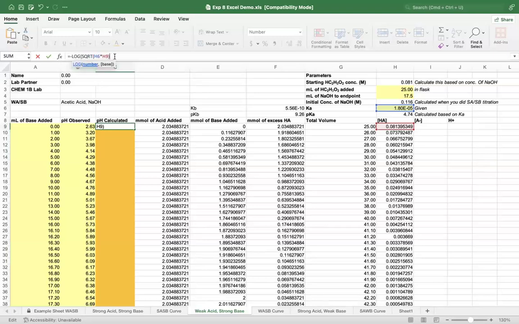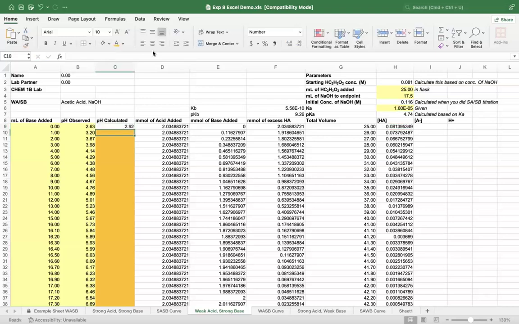And now I'm going to pop in another parenthesis at the end. I just want to make sure that I've got enough parentheses front and back. So now it's the negative log of the square root of the Ka times the concentration. So that's the first type of calculation, right? That's pH before you add anything, the pH of a weak acid. So we hit enter. So we got our first point.